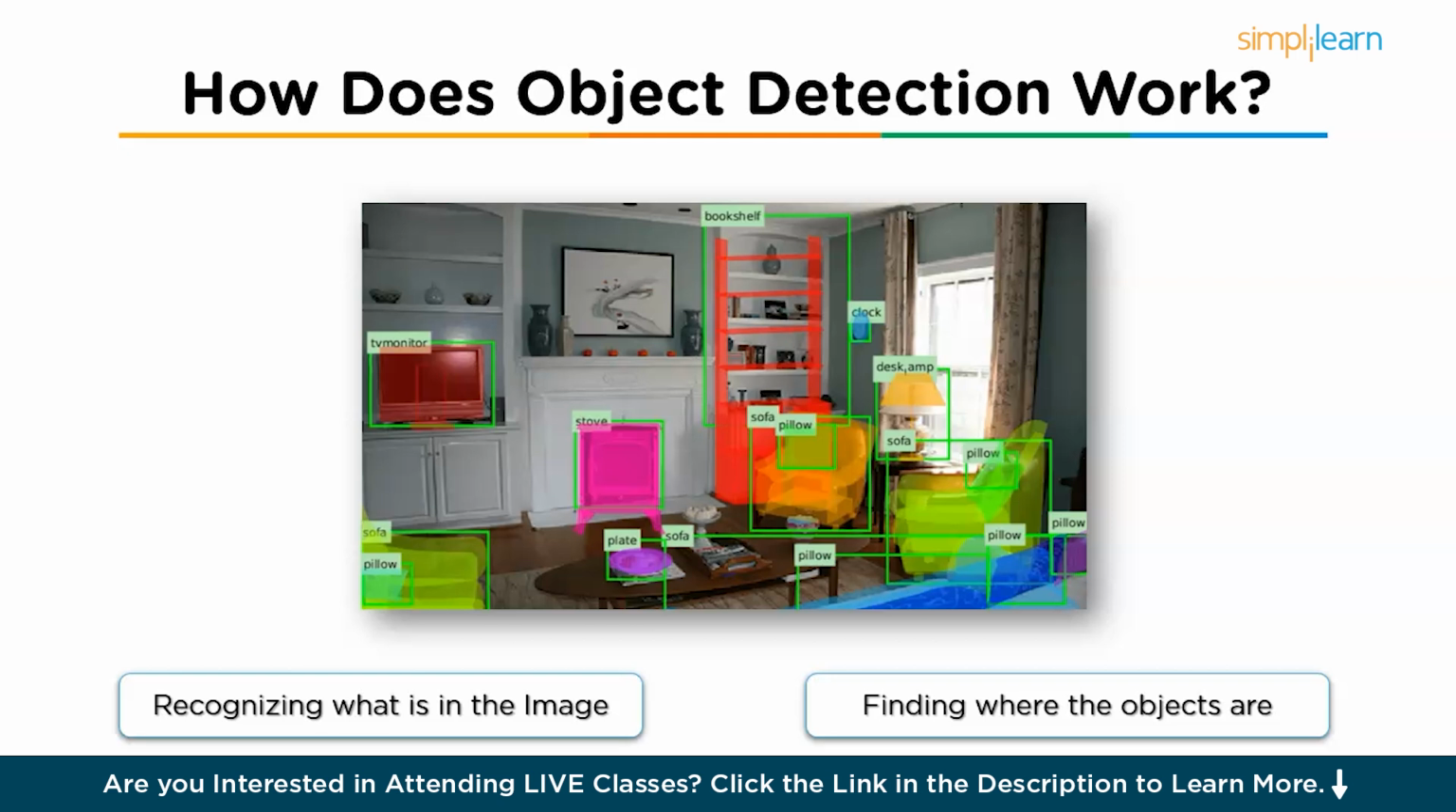So in the next step, the model draws a box around each detected object as seen in the picture, specifying its location and size in the image. This is known as a bounding box, which gives exact coordinates of where the object appears.